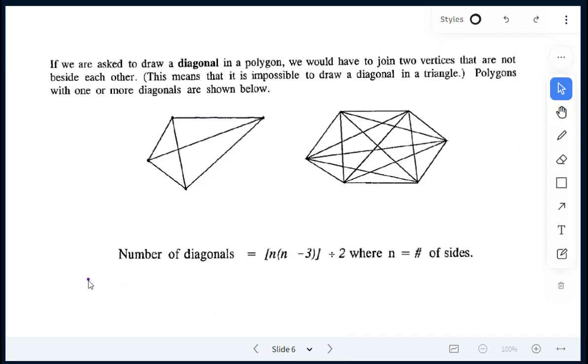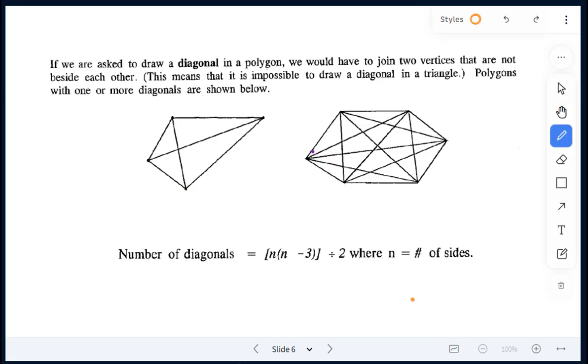Sometimes you may be asked to draw diagonals in a polygon. That's when you would join 2 vertices that are not beside each other. So it would be impossible to draw a diagonal in a triangle. Here we can see examples. We would draw a diagonal from this vertex to here. That makes 1. From here to here, that makes 2. So this figure here has 2 diagonals.